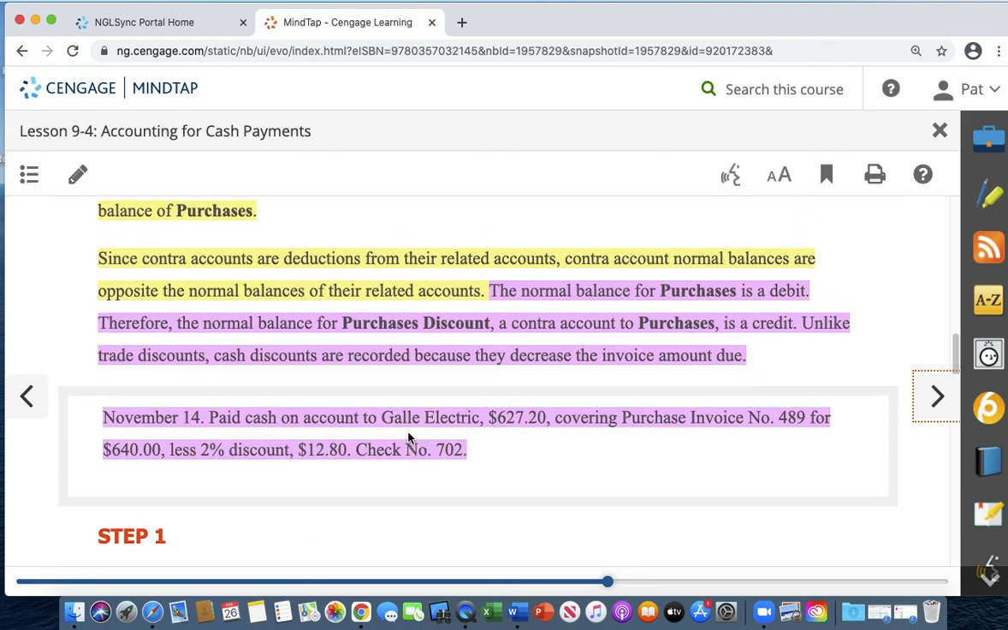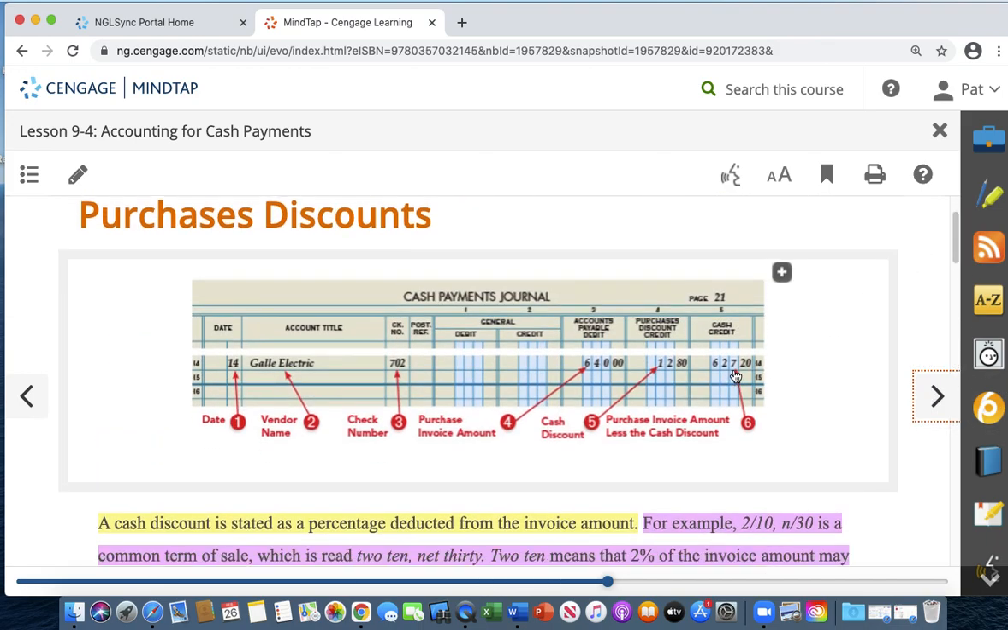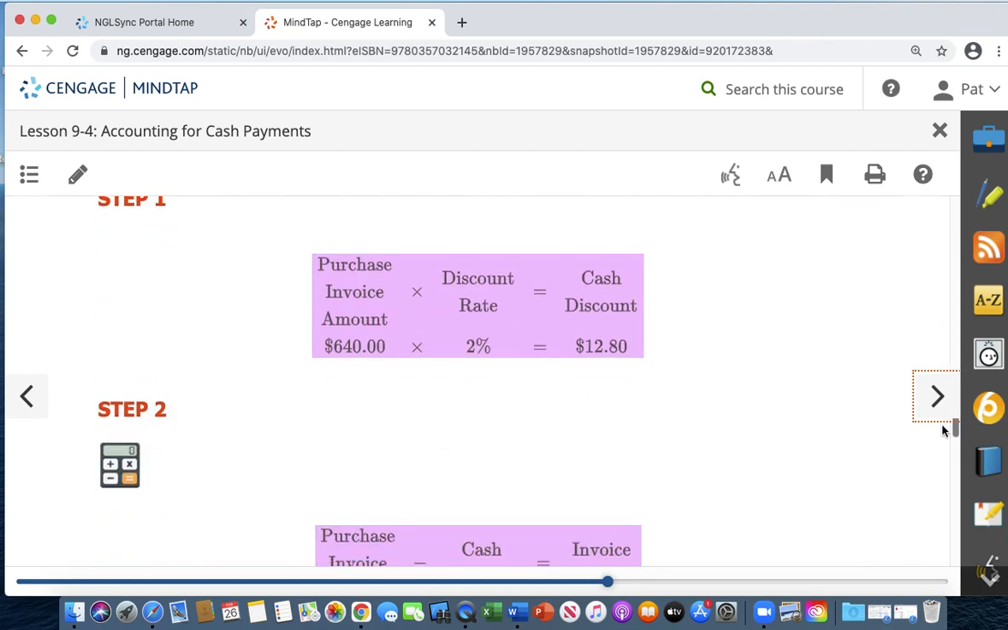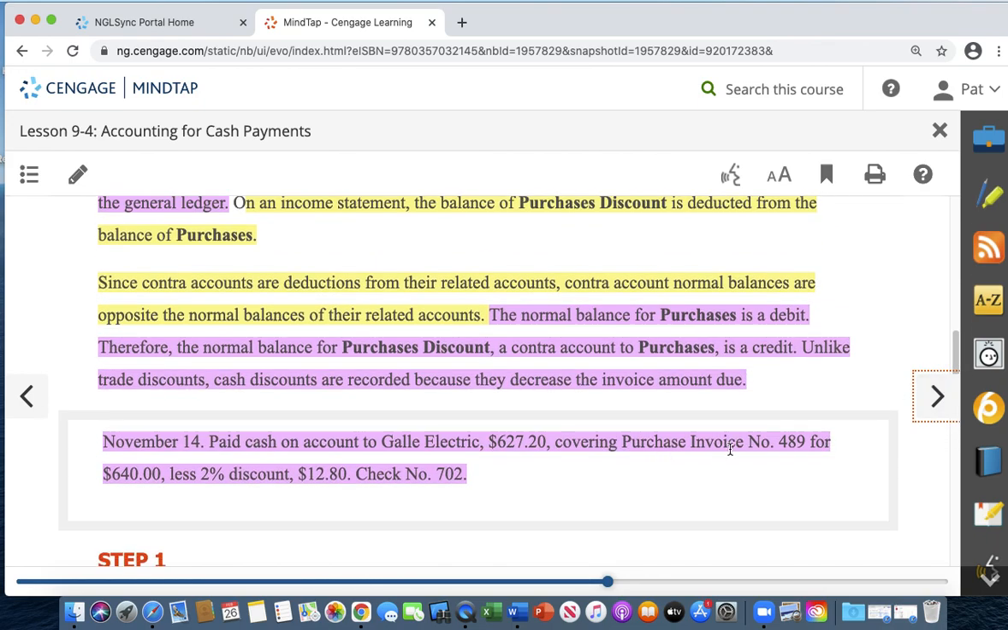Paid cash on account to Galley Electric for $627. So right away, you know that's the cash, right? We paid cash on account, $627, covering the purchase invoice $498. People get confused because they go, "Wait a minute! You said a purchase invoice. I went to purchase." No, it's covering what we've already charged in the purchase journal. That's what they're telling you there.